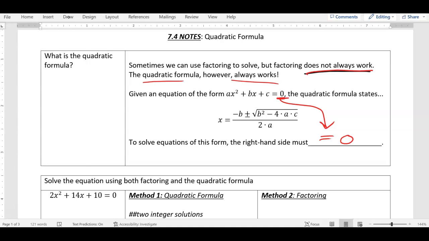x equals negative b plus or minus square root of b squared minus 4ac divided by 2a.